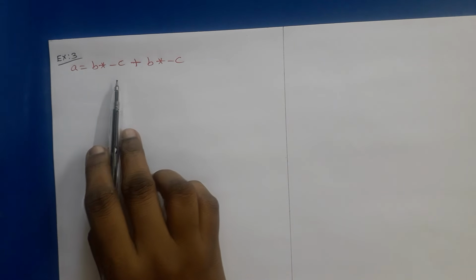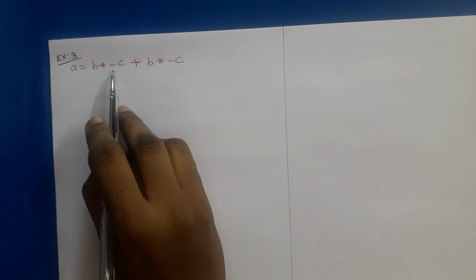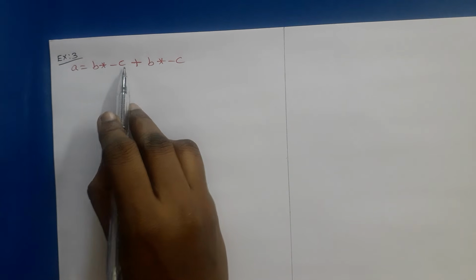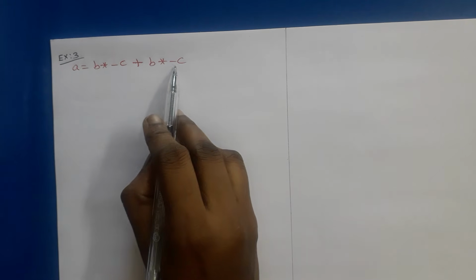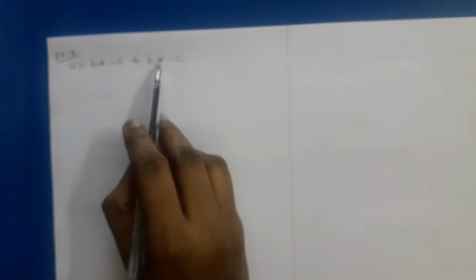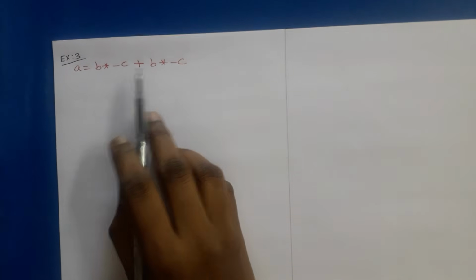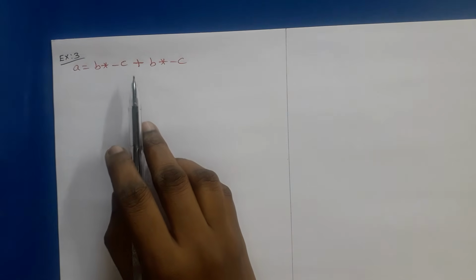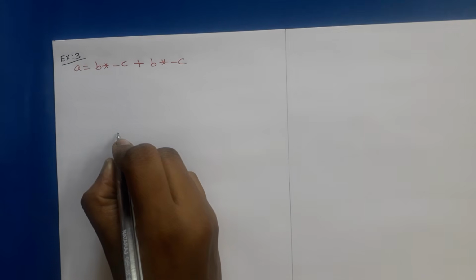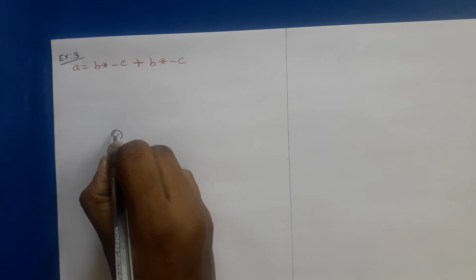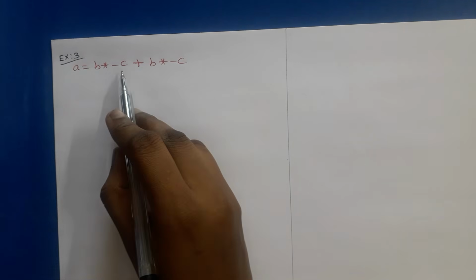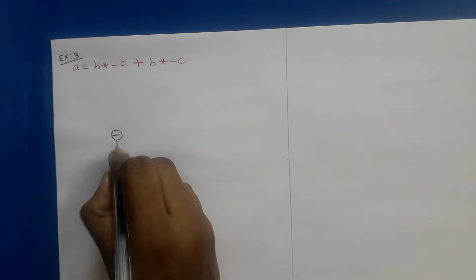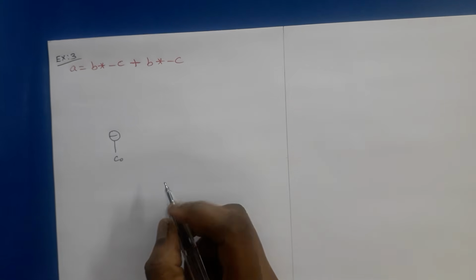For this third example, first we need to compute unary minus C, then B star unary minus C, then again minus C, then B star minus C. Then these must be added, and that value should be assigned to A. Here, from the expression, we are going to construct the DAG directly. So here the minus is an internal node, and it is a unary minus, so it has only one child, C, which we can write as C naught.